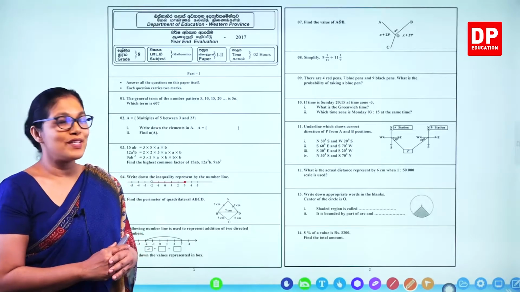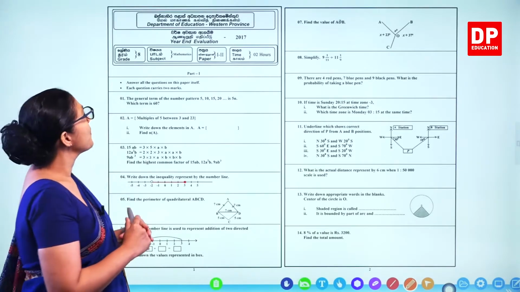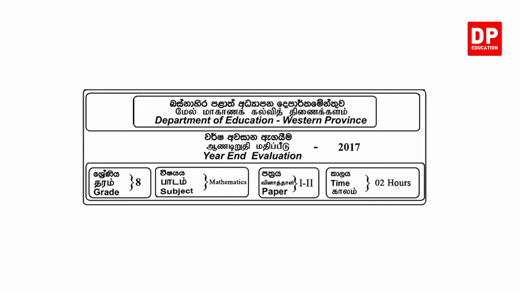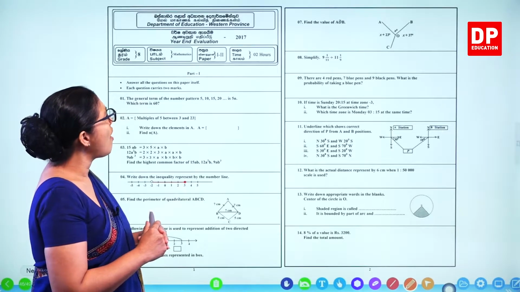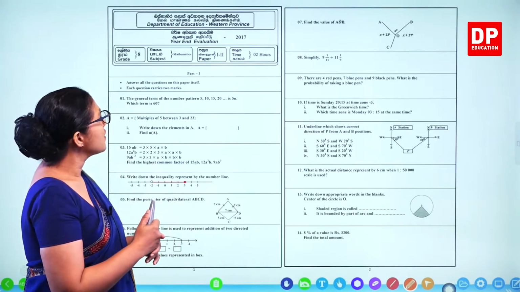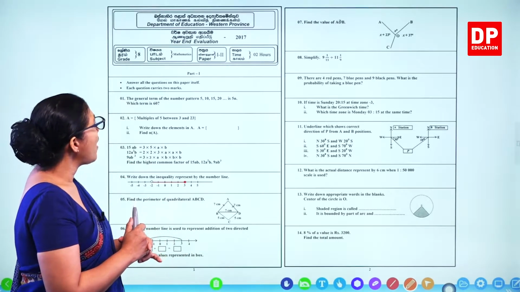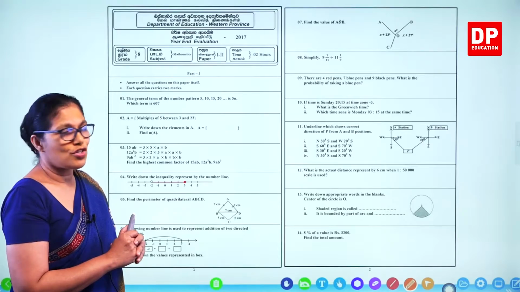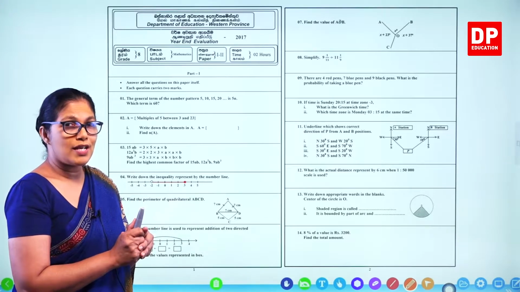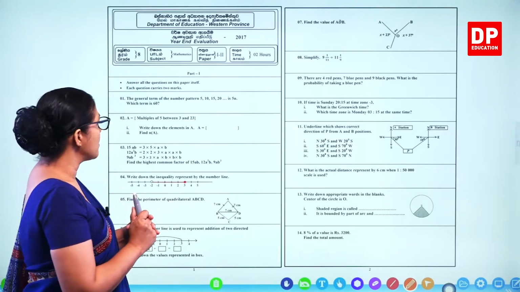Hello grade 8 students. Today I am going to do the Year-End Evaluation 2017, Department of Education Western Province paper. You get 2 hours for this paper. As you know, there are 2 parts, part 1 and part 2. Part 1 has 20 short questions, and in part 2, you have to answer the first question and 4 more questions.